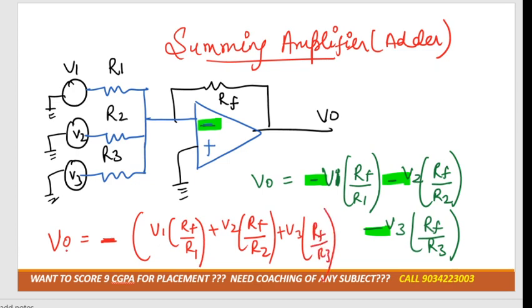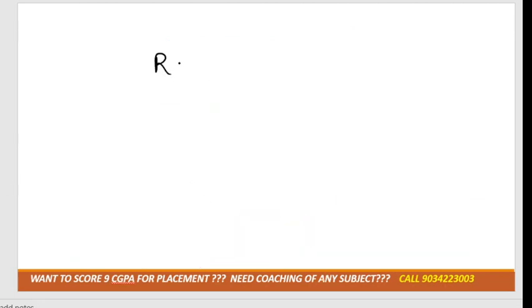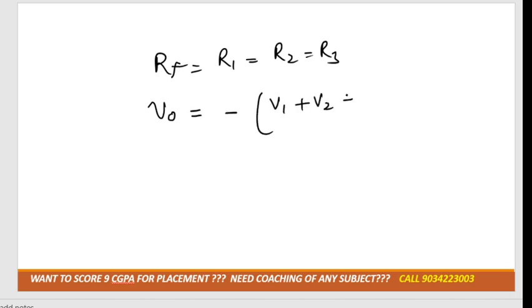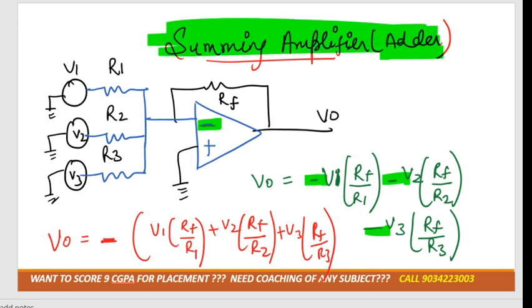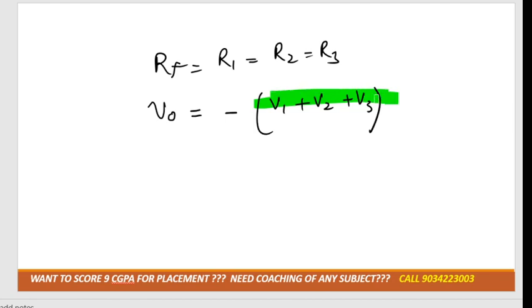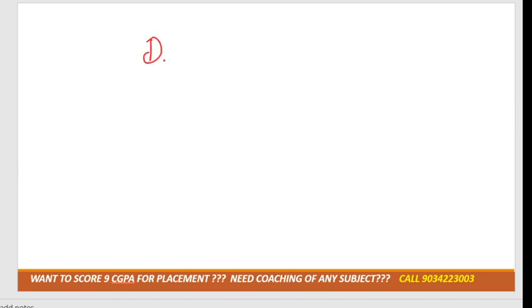Okay, if they consider RF, R1, R2, R3 all resistances to be equal, let us consider RF is equal to R1 is equal to R2 is equal to R3. Then in that case the output voltage would be minus of V1 plus V2 plus V3. Okay, as its name suggests, it is a summing amplifier. Summing amplifier means the adder, when it is adding the voltages. Okay. Next one is the difference amplifier.